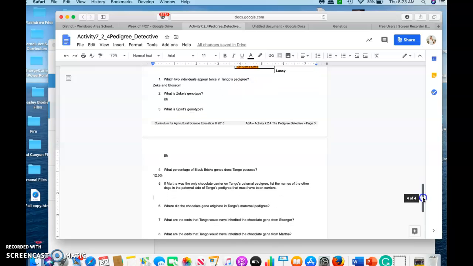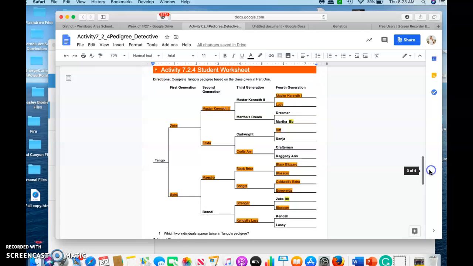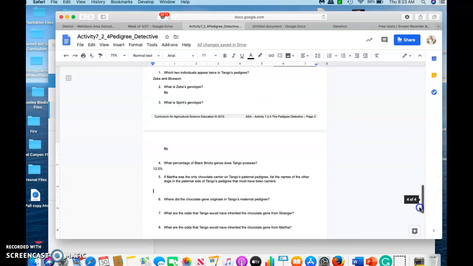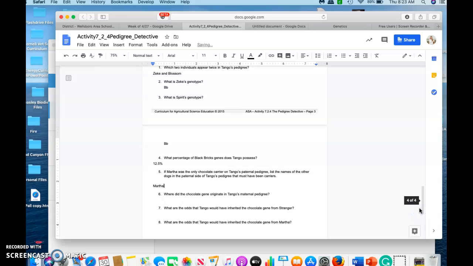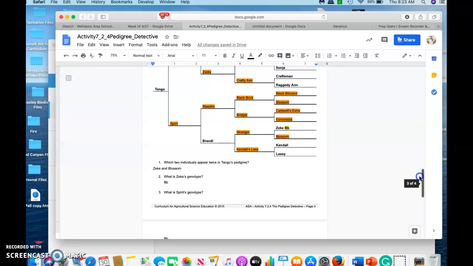You can work your way back to come up with the percentages by halving it each time. Next, if Martha was the only chocolate carrier in Tango's paternal pedigree, list the names of the other dogs on the paternal side that must have been carriers. So we already worked our way through, and we found that it had to be Martha's Dream, Master Kenneth II, and Zeke. Where did the chocolate gene originate in Tango's maternal pedigree? Again, we already looked at that, and we found that had to be Zeke.